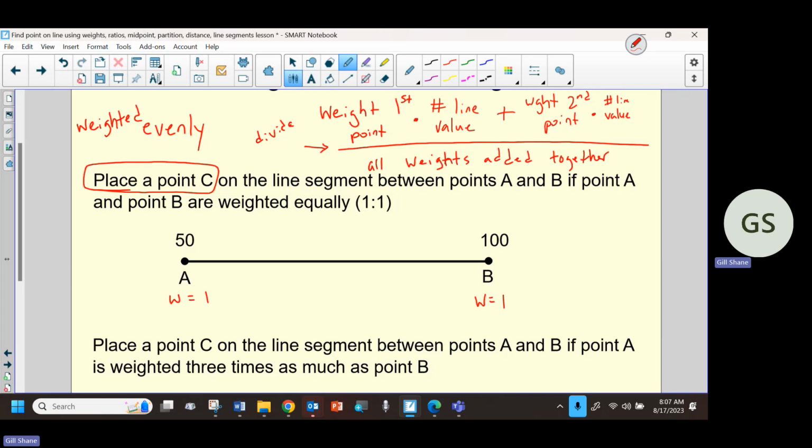Oh, this is in your book, by the way. You're going to see it in your book, but it's very different. They just give you this formula and say plug stuff in.